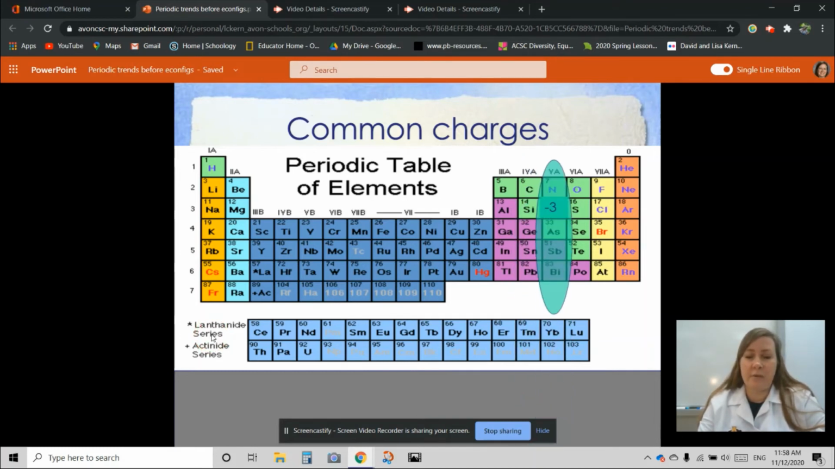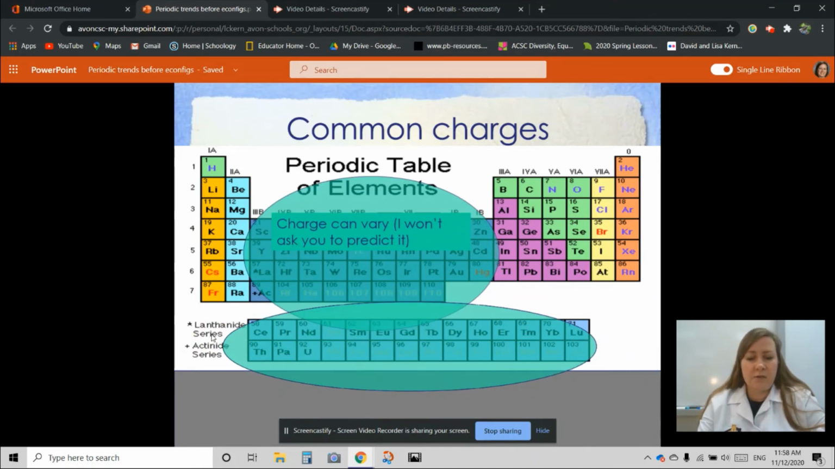Nitrogen's family tends to have a -3 charge. Oxygen's family will be -2. Fluorine's family, the halogens, will be -1. And the noble gases don't want to gain or lose electrons at all. They're happy with what they got because they have that full outer energy level.